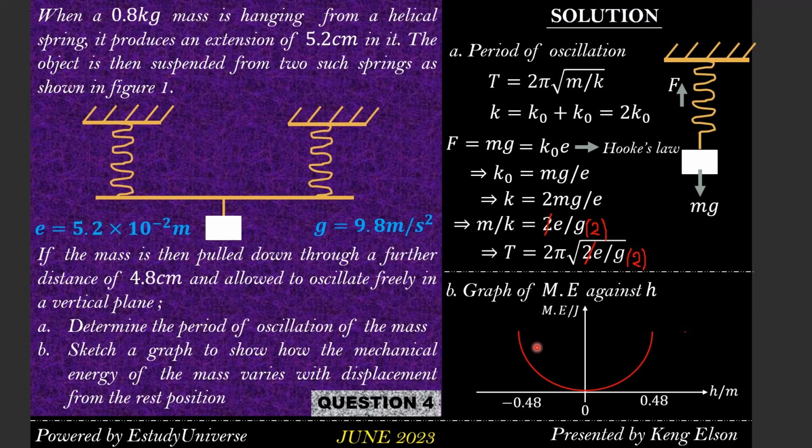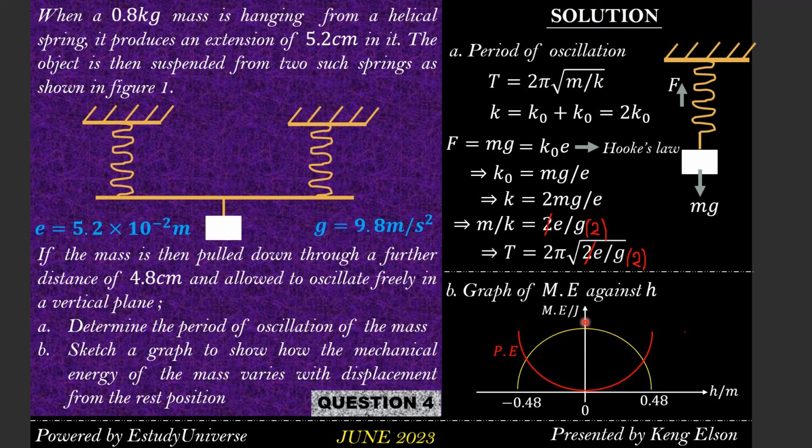Okay, now what about the kinetic energy? So kinetic energy will be 0 when you have traveled your maximum or minimum displacement. When you have traveled through the maximum distance, your kinetic energy is 0, and your kinetic energy is maximum at the equilibrium position.